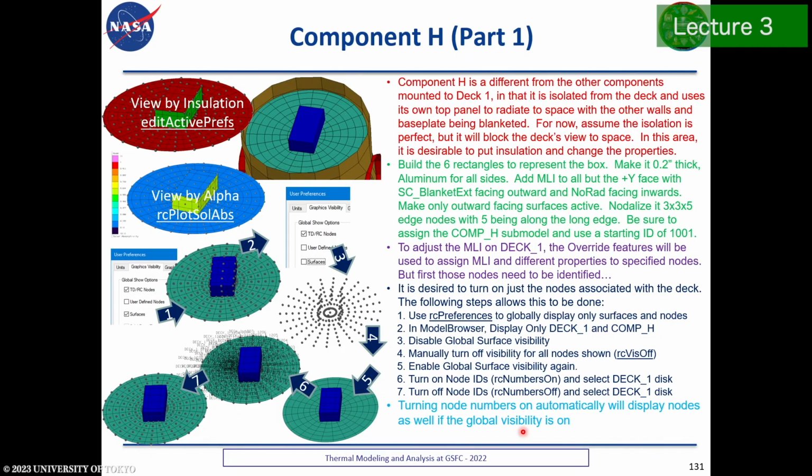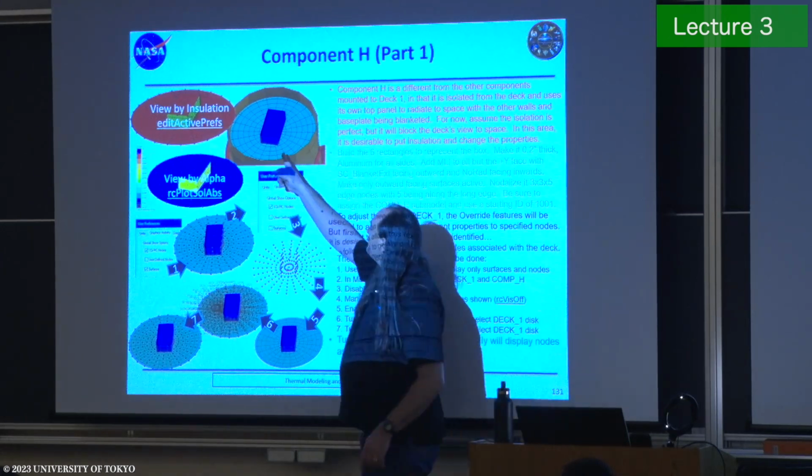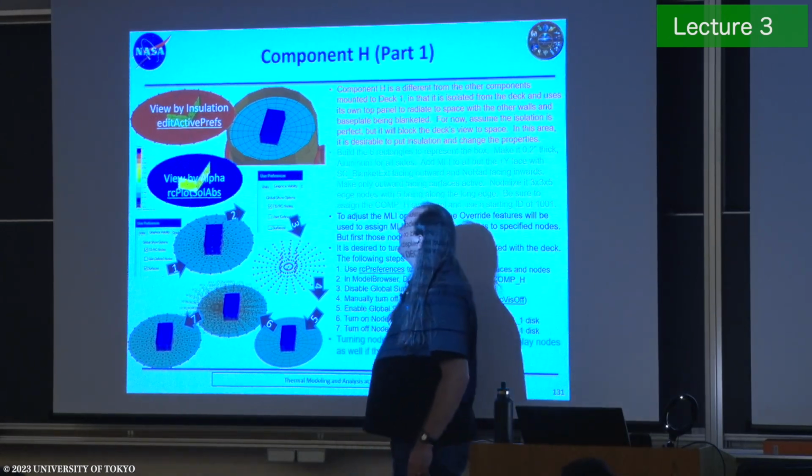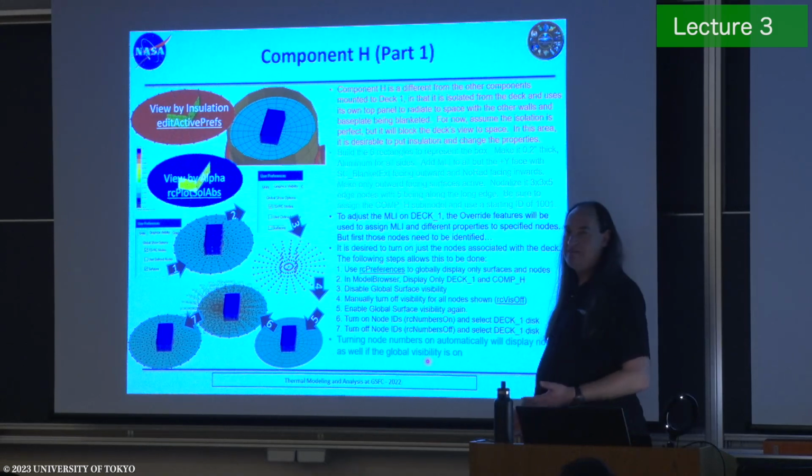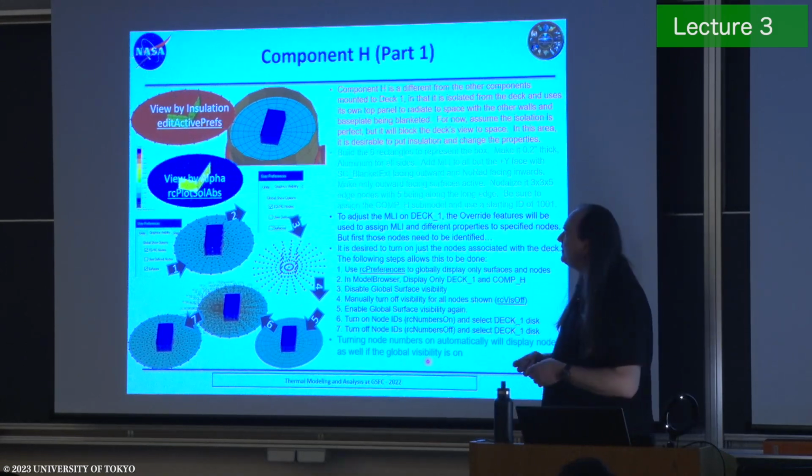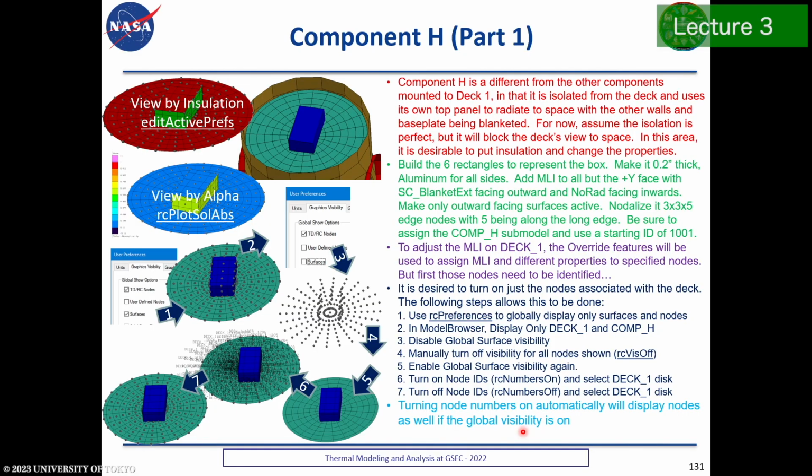All right, this part right here was trying to figure out how we can apply partial MLI to a surface. What we were going to do is essentially say, all the elements that are underneath this box, we want to make insulation because we don't need that to be radiating up to the bottom of component H there. So this is a trick that can be used to figure out how to turn on just nodes for things, get node numbers, and so on and so forth.